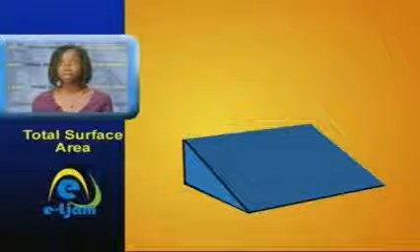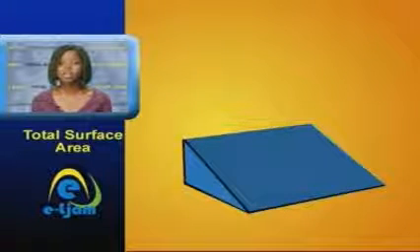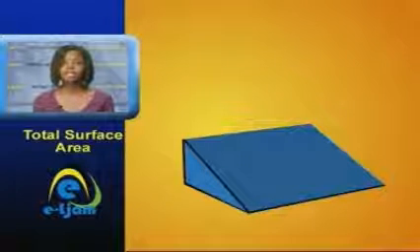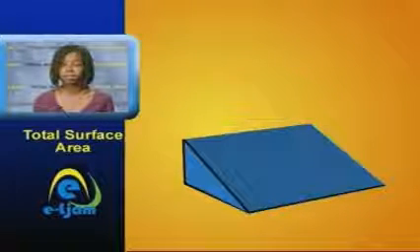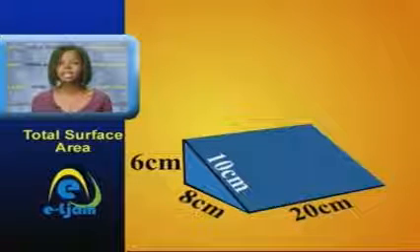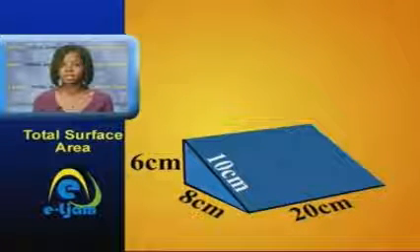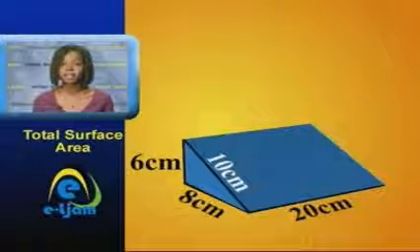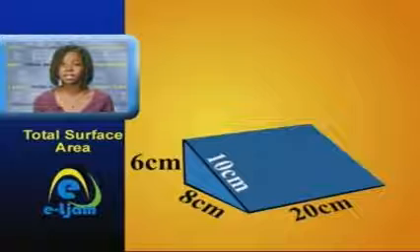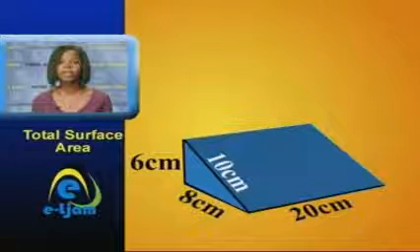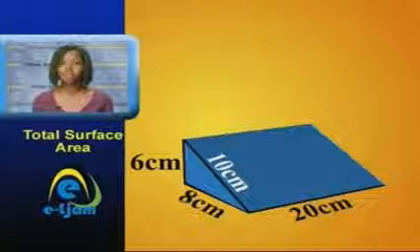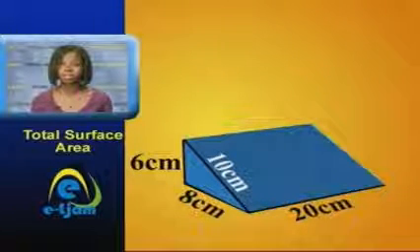Another kind of prism is the triangular prism, also known as a wedge. Yes, that's right. Think of the wedge we use under a door. As the name suggests, it has a cross-section which is in the shape of a triangle. Let's say this wedge has a length of 20 centimeters. Its cross-section has a base of 8 centimeters and a height of 6 centimeters, with the third side measuring 10 centimeters. How would we find its total surface area? The wedge has 5 faces, 2 triangular and 3 rectangular.